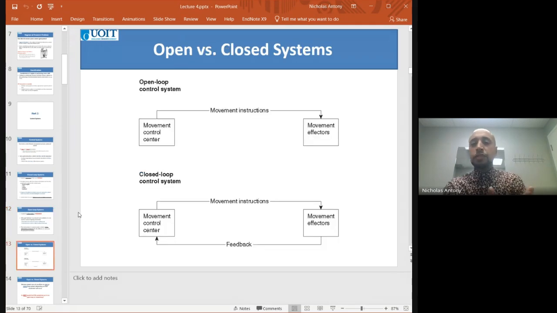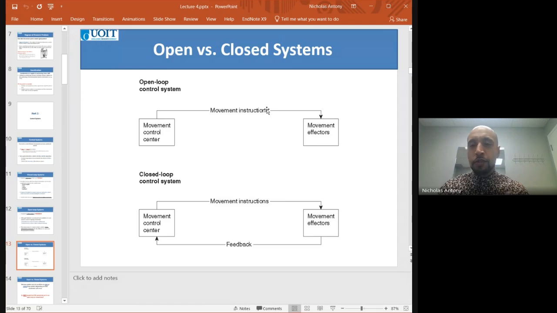So now do you see why it would be called open loop versus closed loop? This top one, what would that be, open or closed? Yeah, that's right. The reason why it's called open is because there's no feedback telling the brain to update the instructions.